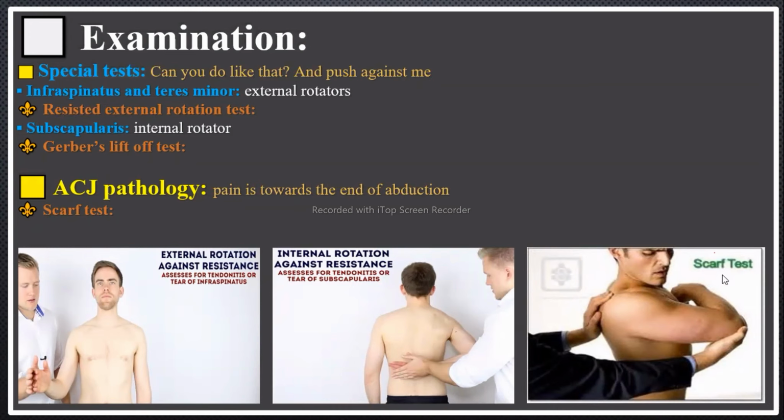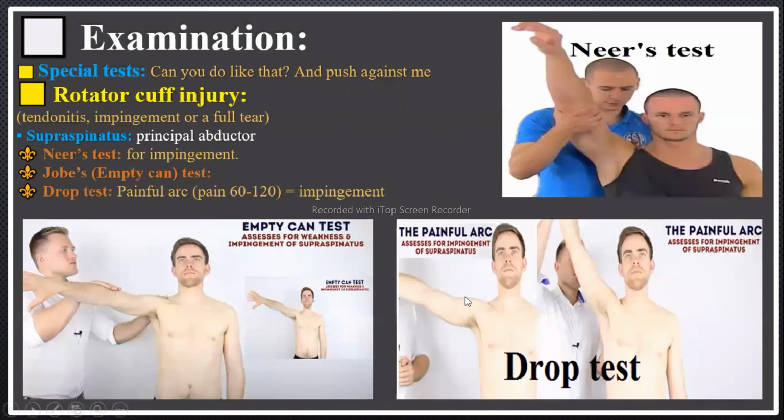Scarf test. If he doesn't have acromioclavicular joint pathology, do you need to do scarf test? No. So how to know acromioclavicular joint pathology? What is the degree? Over 180 degrees. And what else?